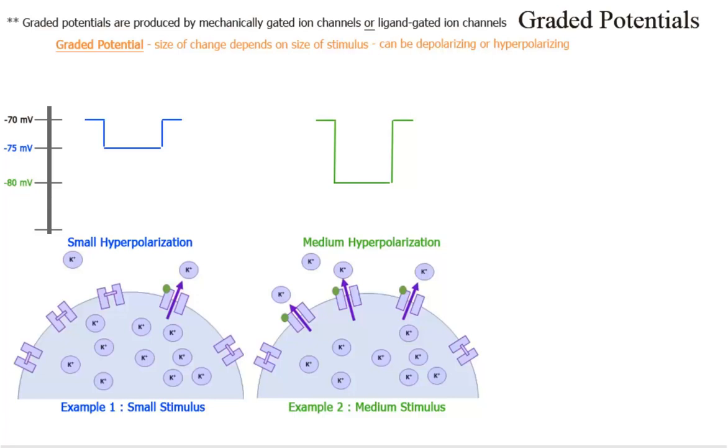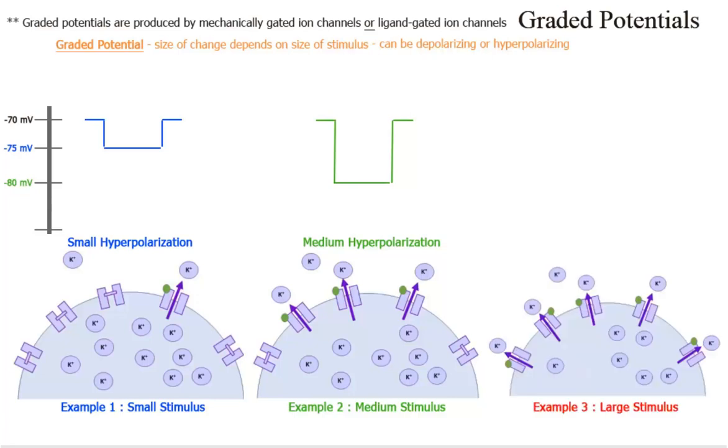And then in our third example, this would represent a large stimulus. So we have a bunch more of the chemical stimulant molecules. Now all of the ligand-gated potassium channels are open. So a lot more potassium is able to leave the cell, which makes the inside even more negative. And so this would look like a large hyperpolarization. In this example, we're going all the way down to negative 90 millivolts from negative 70.